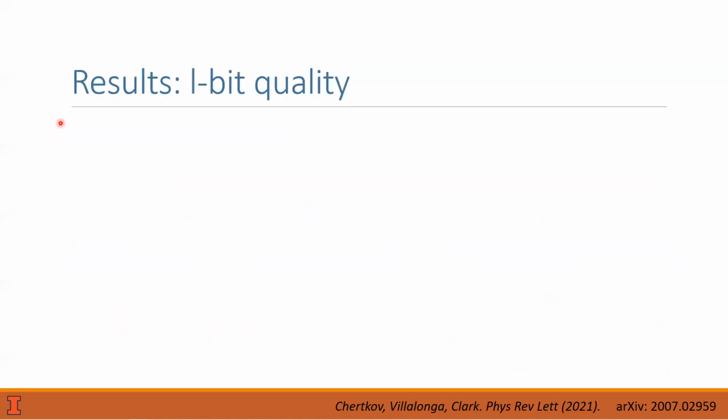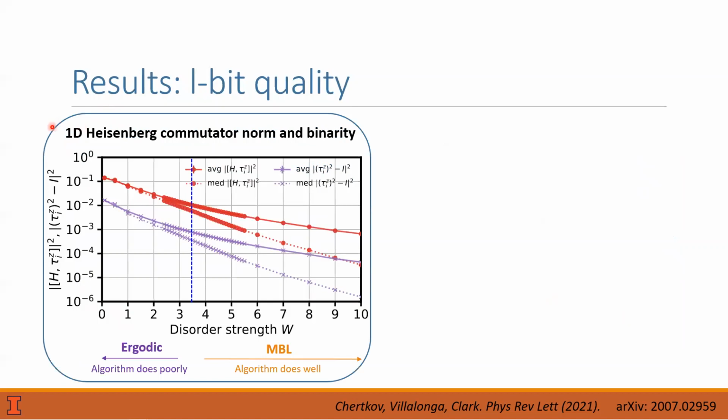Okay, so now let me talk about how good our L-bits were from our algorithm. Here are results for the 1D Heisenberg chain. We're showing on the y-axis the commutator norm and binarity, and on the x-axis the disorder strength. In red is the commutator norm, in purple is the binarity, solid lines the average, dotted lines median. Just to remind you, the transition happens in the 1D model around disorder strength of 3.5.